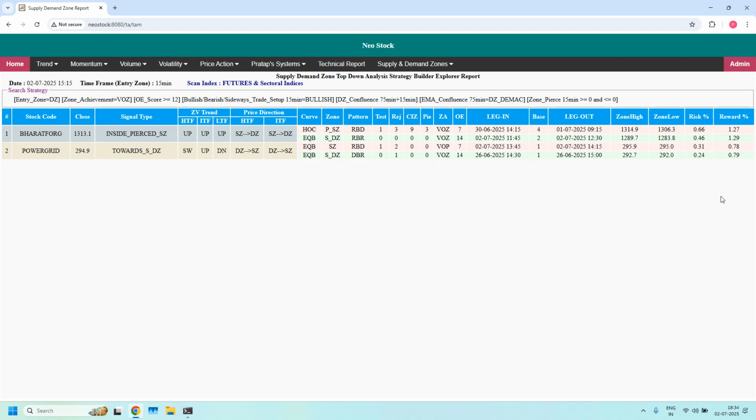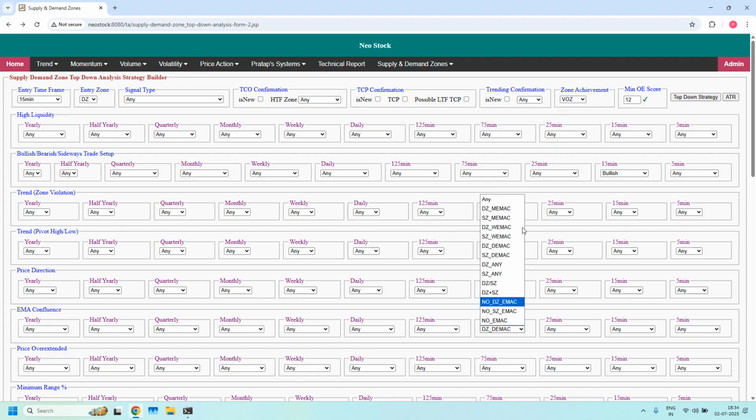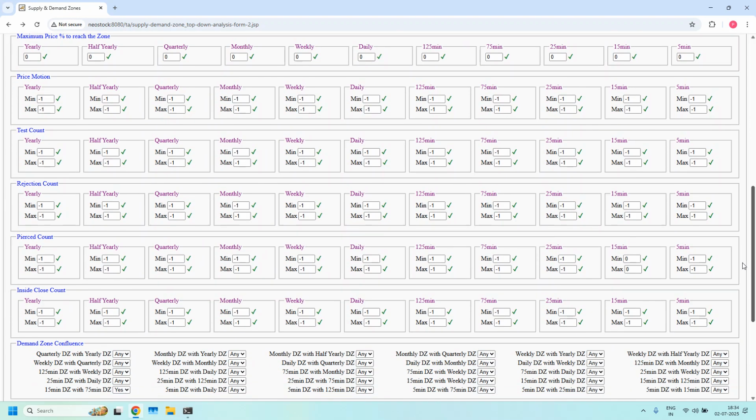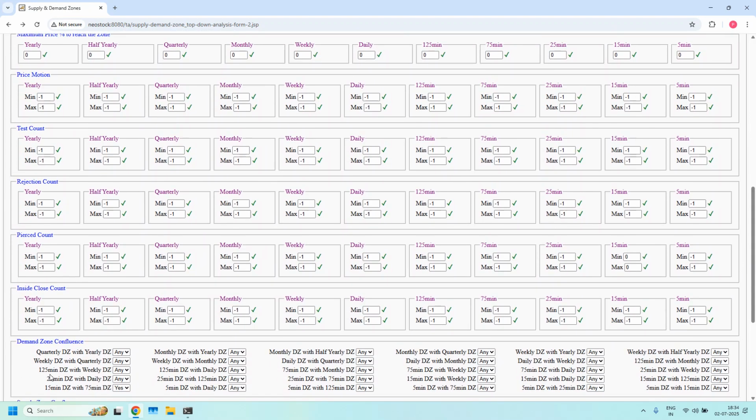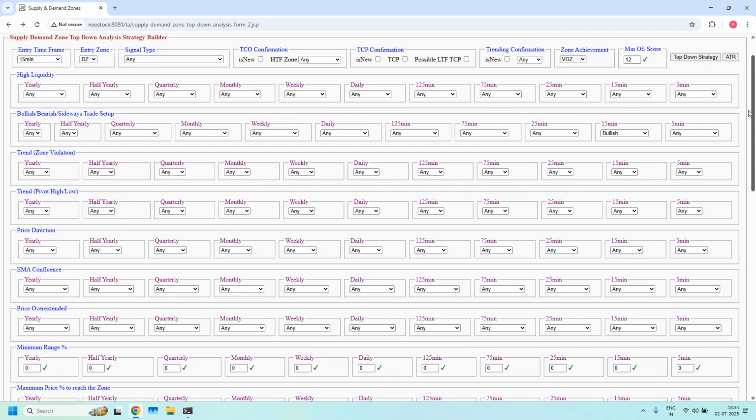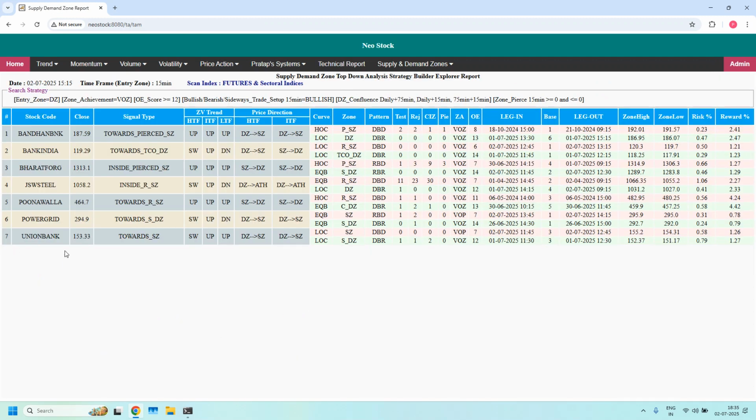Okay, next we will look into LTF, ITF and even HTF demand zone confluence supported stocks. That is 15 minutes, 75 minutes and daily demand zone confluence supported stocks. Removing EMA filter. In the demand zone confluence, 3 filters we have to set. First filter is already enabled. Next, 15 minutes and daily demand zone confluence. 75 minutes and daily demand zone confluence. By enabling all the 3 filters, we got 7 stocks.